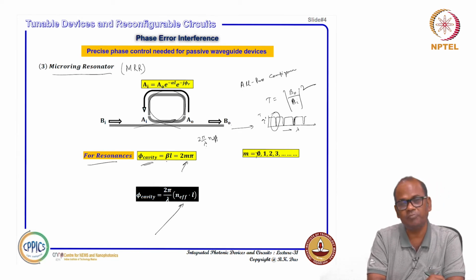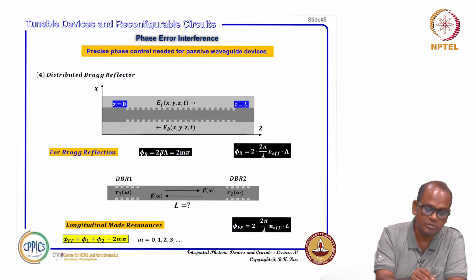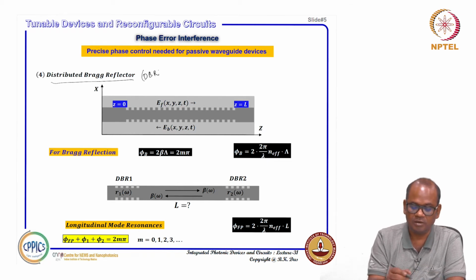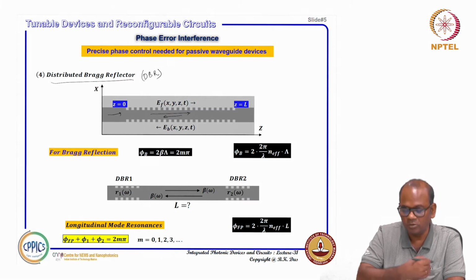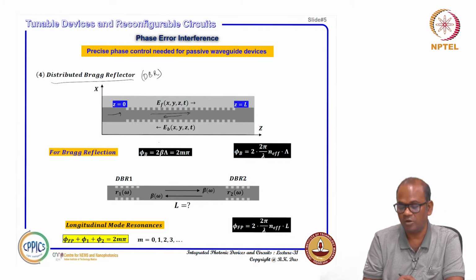Now, the fourth important device we have discussed so far is the distributed Bragg reflector. We call it a DBR. We have discussed very recently that a periodic perturbation, a rectangular perturbation, is launched here, so you have a forward propagating wave and a backward propagating wave is generated. That backward propagating wave will be enhanced if you maintain a certain condition, the so-called phase matching condition.